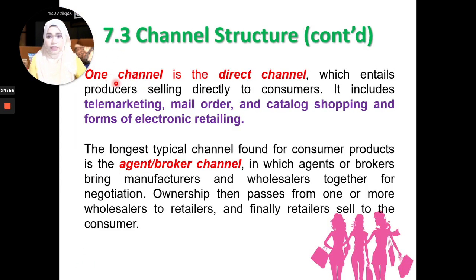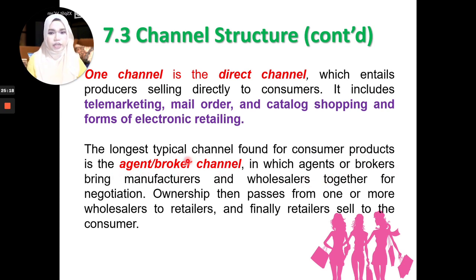Okay, so one channel is the direct channel just now. Remember, direct channel means producer to the consumer directly. So we call it the one channel. That means only one party is involved, which is the producer or the manufacturer, which entails the producer selling directly to the consumers. Now the longest or the typical channel found for consumer products is the agent or broker channel.